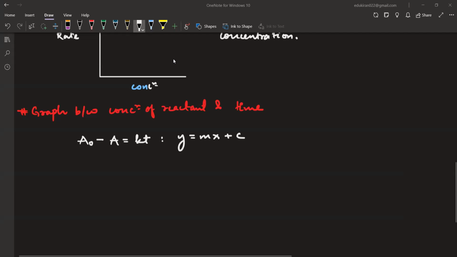Have you seen this equation, y is equal to mx plus c? What about Mariam and Wafia? No, Mariam, and yes, Wafia. Yes sir, we have seen it.